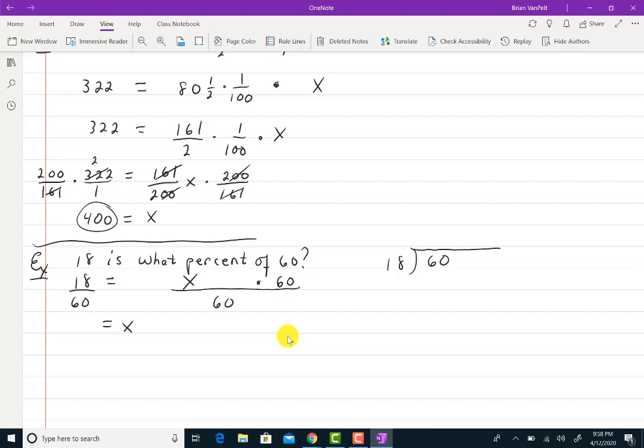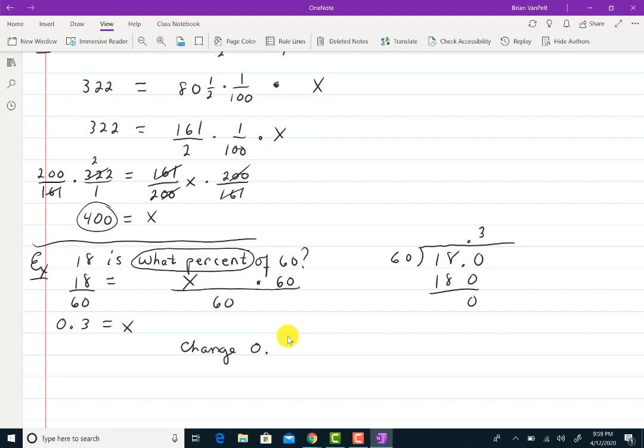So to do that, I'll have to go 60.0, because then, and I went upside down anyways, the 60 is on the outside. And then I'll get 18.0, which is good because 60 goes into 180 3 times. And that leaves me with 0.3. Now, the issue is this. Notice what it was asking me. What percent? Not what number, what percent. So we have to change 0.3 to a percent.